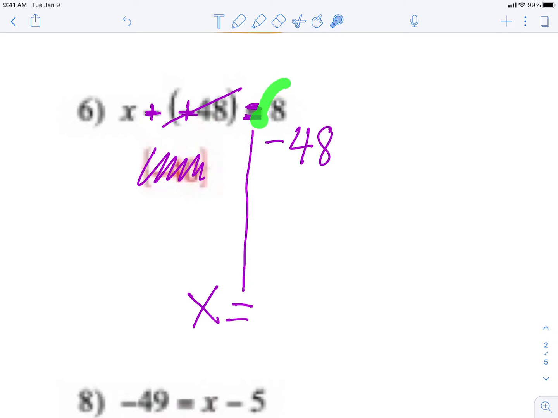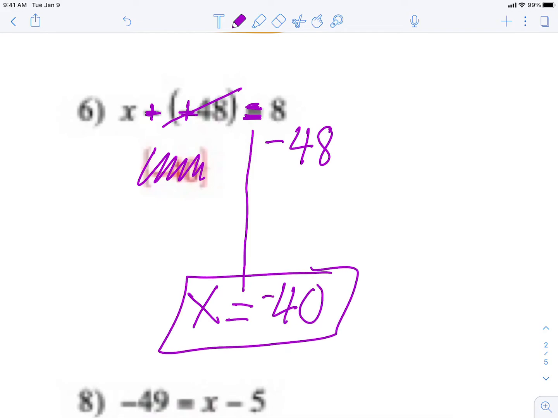A positive 8 and negative 48 are not the same sign, so I'll subtract. 48 minus 8 is 40, and a negative 40 because 48 is bigger and 48 is a negative.